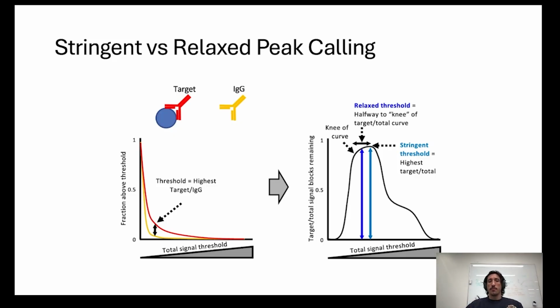And so for my SMARCB1 variant study, I used the stringent mode because I really wanted the high confidence binding sites for functional validation. But if you're doing more exploratory work or you happen to have weaker signal from your cut and run experiments, the relaxed mode might actually be better.